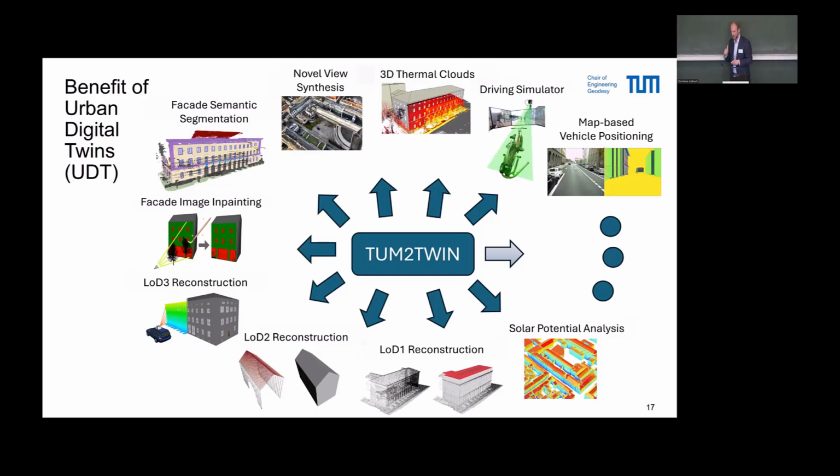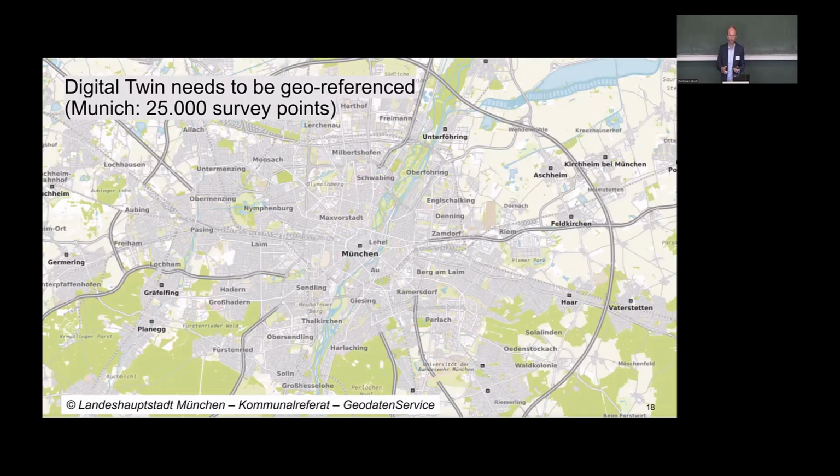But one really important aspect is this all needs to be georeferenced and stated in a good absolute reference frame so that those data sets can all be merged. We in Munich have 25,000 official survey points that all this data needs to somehow be georeferenced to. So this is an important aspect.